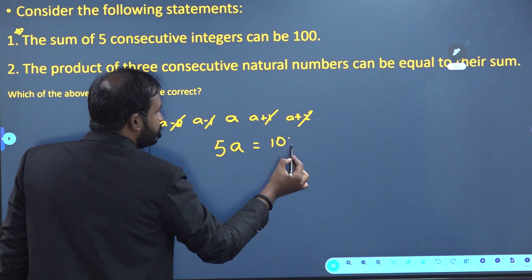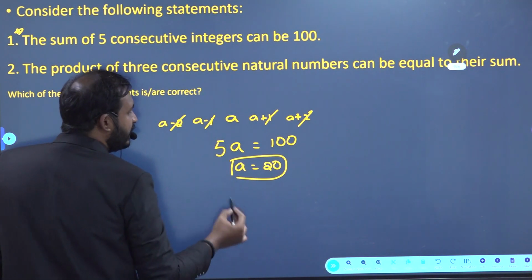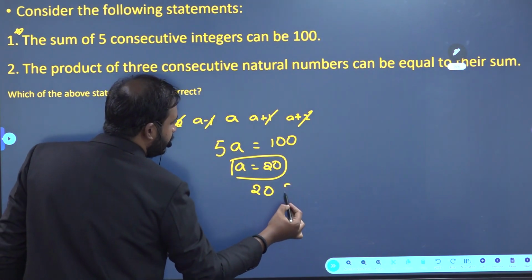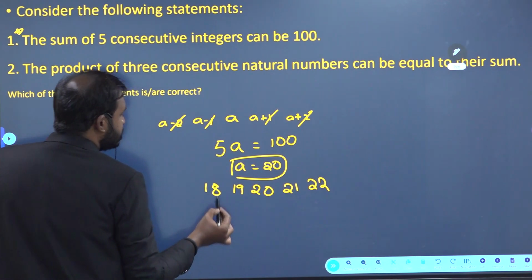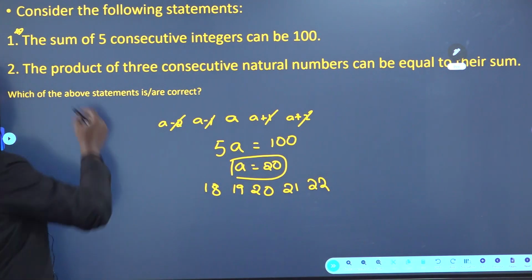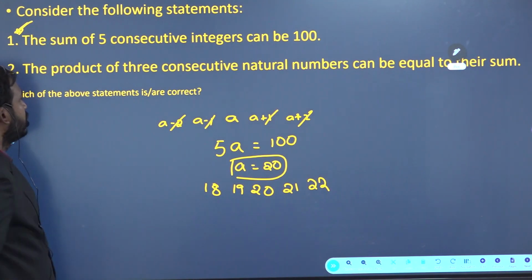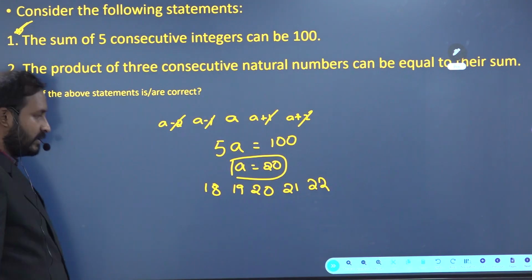This is 100. So A value is what? 20. So what are my 5 digits here? 5 integers: 20, 21, 22, 19 and 18. Yes, the sum of 5 consecutive integers can be 100. Yes, this is true.